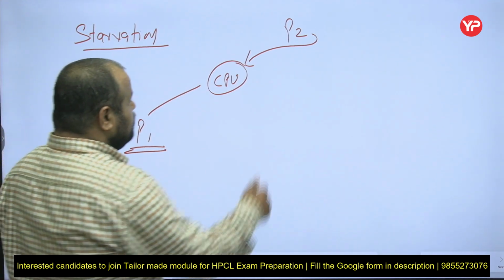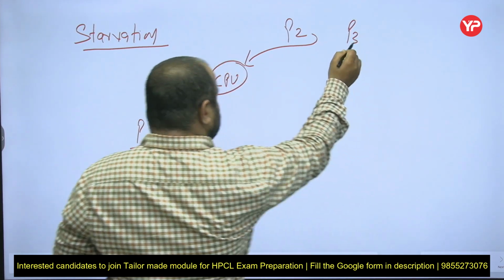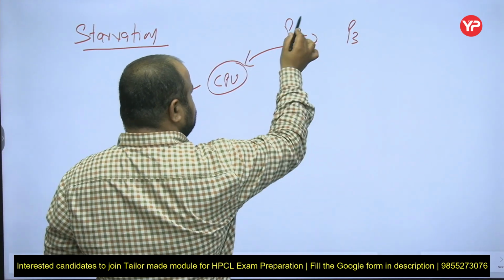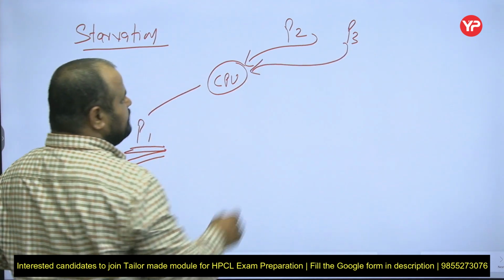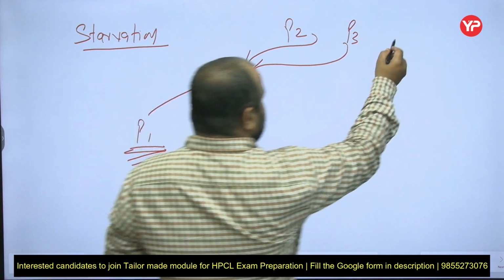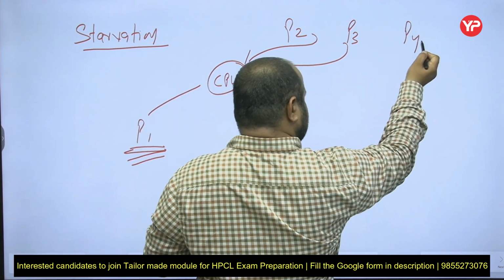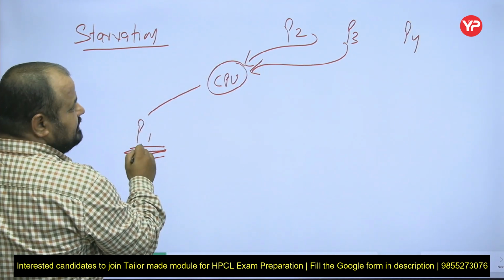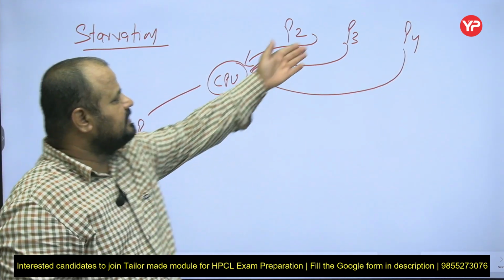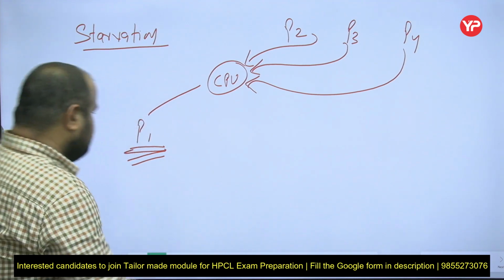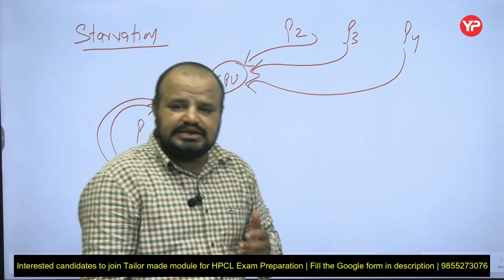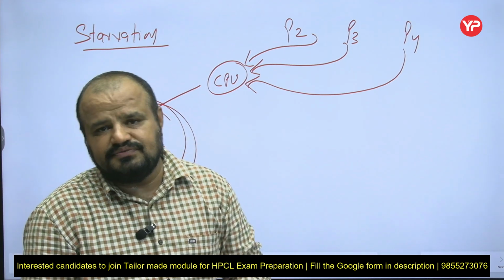But what happened? One process P3, whose priority is higher than P1, came, and after completion of P2's execution, the CPU is allocated to process P3. So still again P1 has to wait. And what happened again? Next, process P4, whose priority is greater than P1, gets the CPU after completion of P3. In this way, P1 has to wait for an indefinite period of time. That's why it is called the starvation scenario.